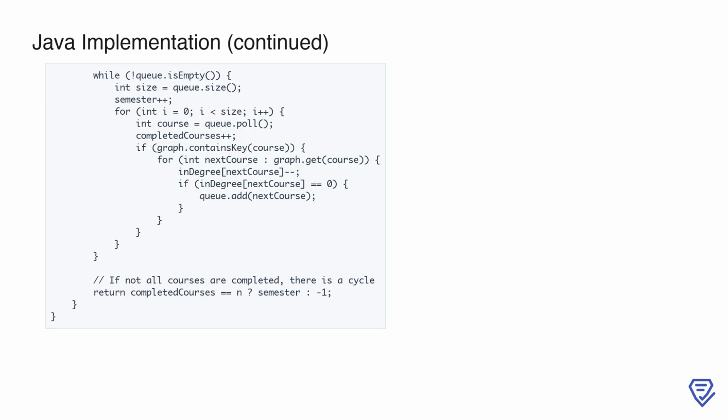After the loop, we check if all courses have been completed by comparing completed courses to n. If they match, we return the number of semesters. Otherwise, if some courses remain incomplete, it indicates the presence of a cycle in the graph, so we return -1.